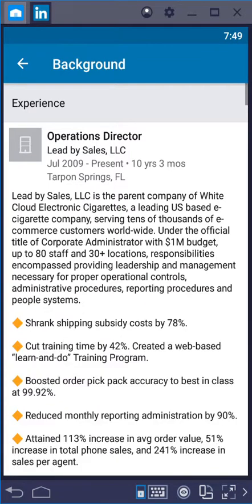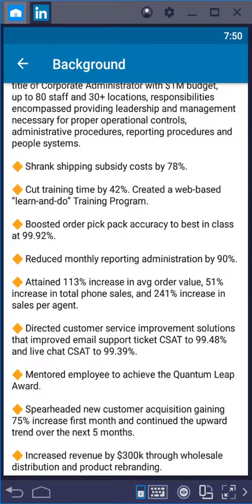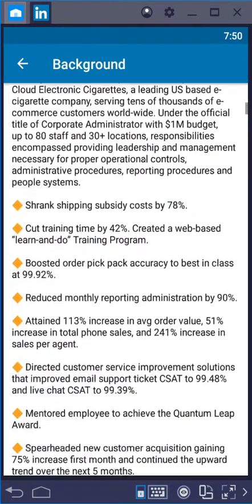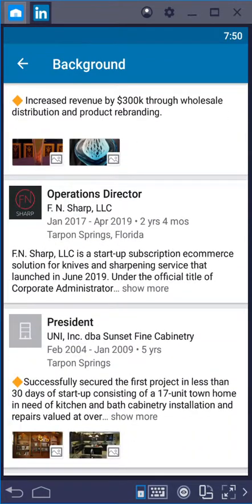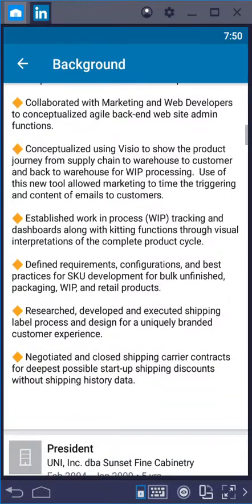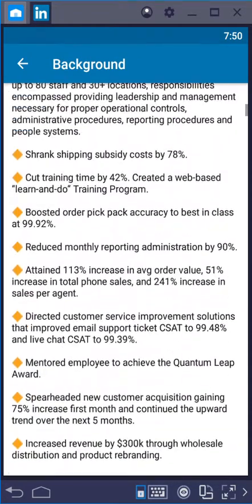Now, here's the thing. This is what I'm always saying, guys, right? You've got all these incredible results, but they're buried. Why have them be buried? I want to see that right before I even click and tap. Right here. Guess what? Boom! There they are. Collaborated, conceptualized, established. Don't hide them. Get them up there.